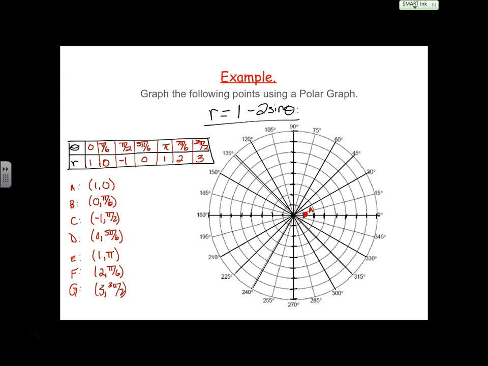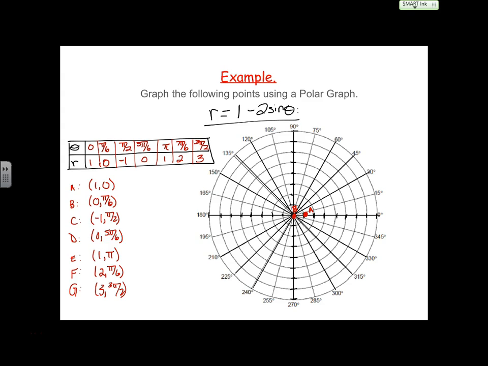For pi over 6, 0 is my radius. So I go to B. Even though pi over 6 would be this 30 degree line, the radius is 0, so I'm not going out at all. I'm staying on the pole.